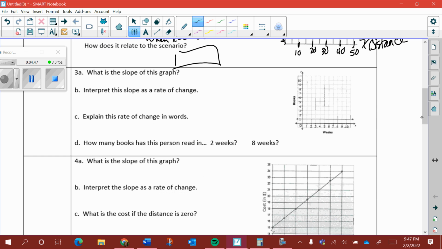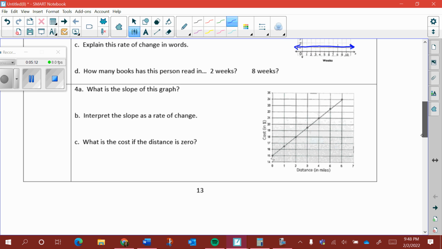Number 3A. What is the slope of this graph? Well, this graph I'm looking at is right here. So what kind of slope is that? And then interpret the rate of change. Explain or state in words. And then how many books has this person read in 2 weeks and then 4 weeks, because this is the number of books.